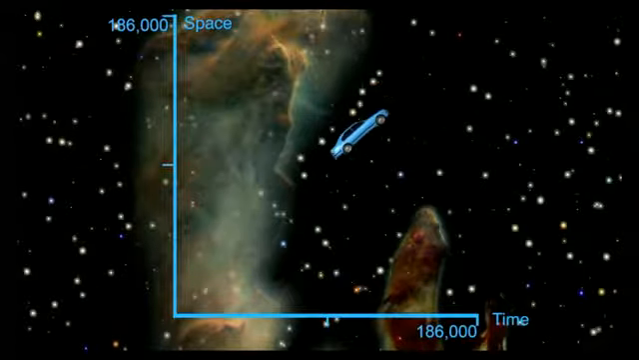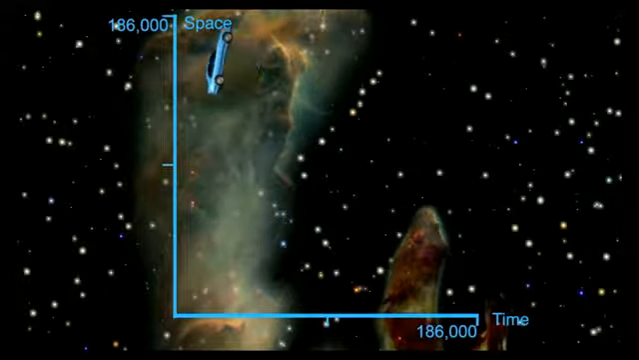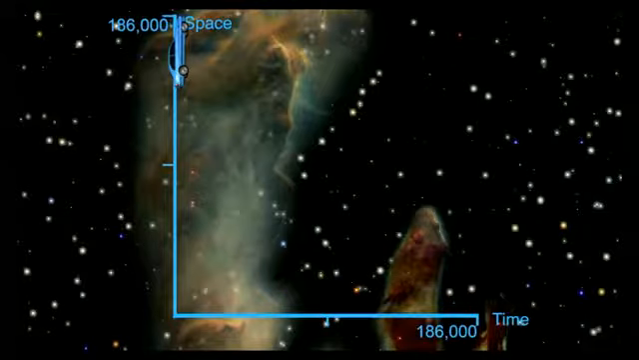If you could travel at the speed of light in the space direction, you would make no progress in the time direction at all. Time would stand still, as it does for a beam of light. And if you could go faster than the speed of light, you could travel backwards in time.